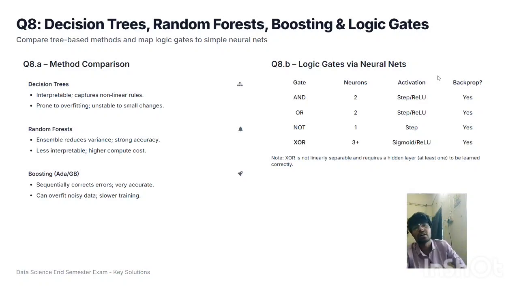But XOR is special. It requires three or more neurons including a hidden layer, because XOR is not linearly separable. You can't draw a single straight line to separate the XOR inputs. This is actually a historic milestone: the discovery that a single layer perceptron could not solve XOR led to the development of multi-layer neural networks.